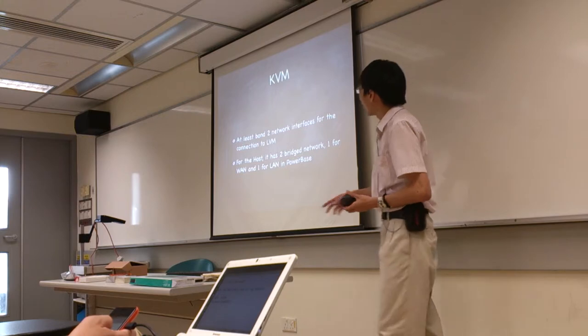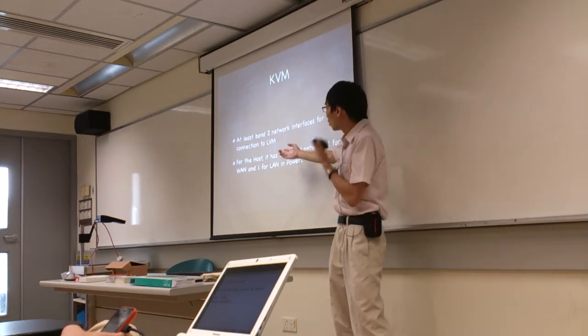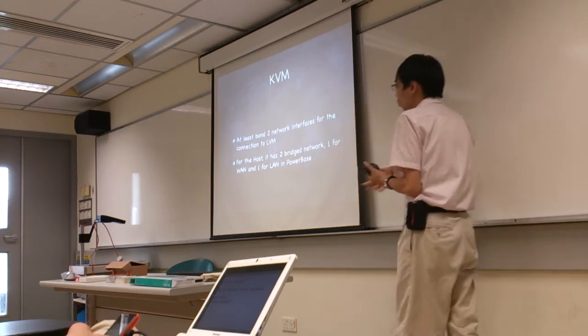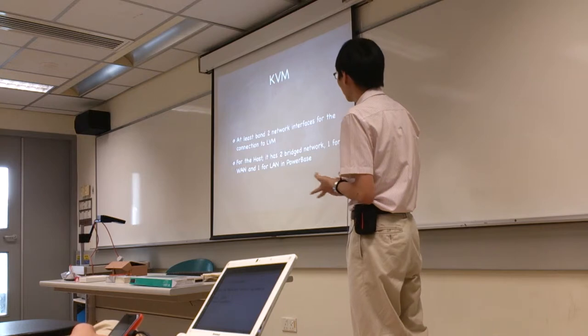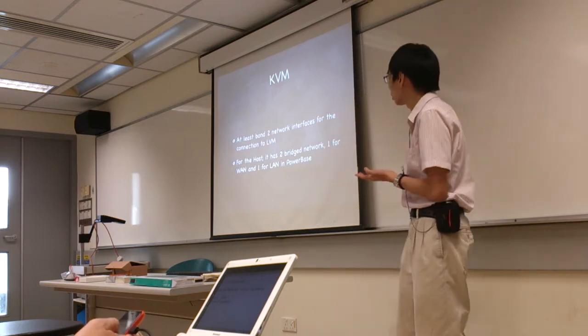So for the MD1000, at the LVM one, if I have two level points, then I have to combine them into one together, and then for the other two, bridge network.